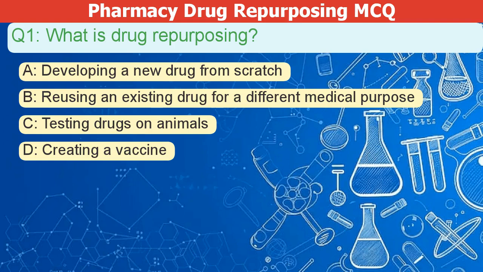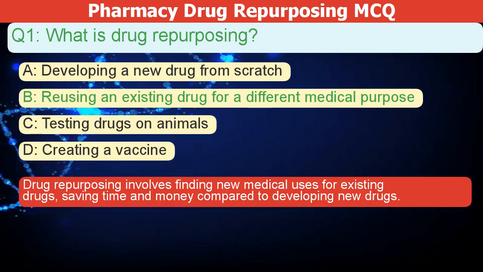What is drug repurposing? A. Developing a new drug from scratch. B. Reusing an existing drug for a different medical purpose. C. Testing drugs on animals. D. Creating a vaccine. The correct answer is B.